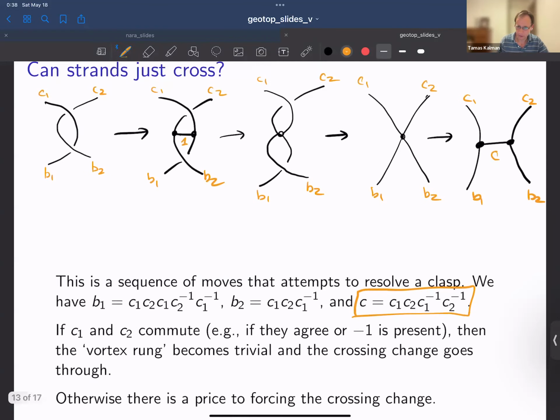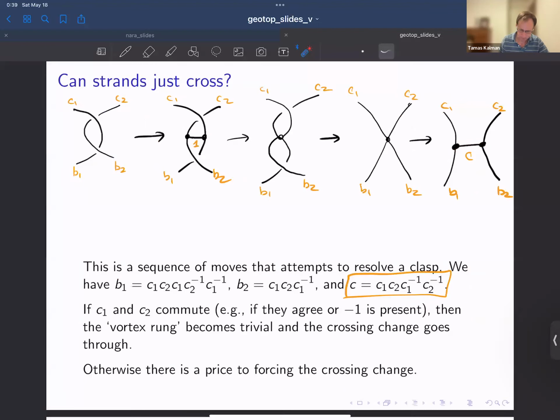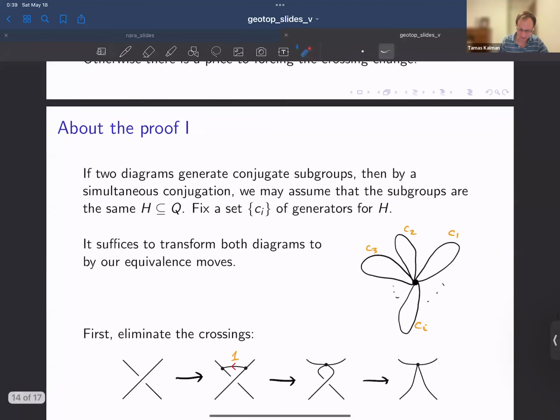So for example, this phenomenon occurs when you attempt to resolve some clasp, then this kind of wrong vertex appears. It will be trivial if these two labels commute. And in that case, yes, you can just make the two strands move across each other. On the other hand, if the two labels do not commute, then there will be a price. There will be this extra edge in there. So it's not like you can totally do anything, but you can do quite a bit.